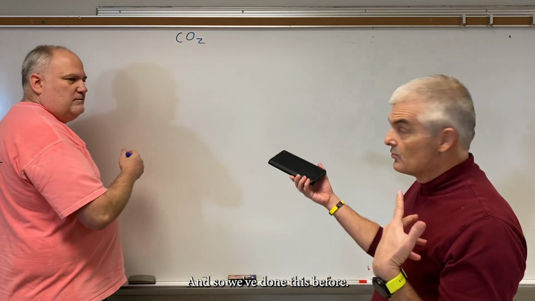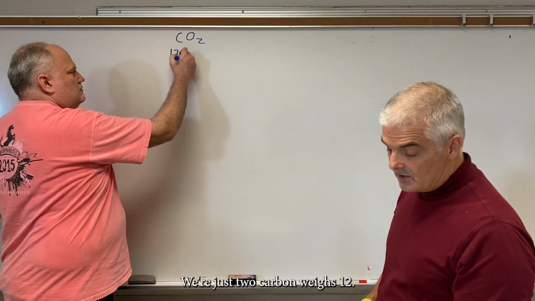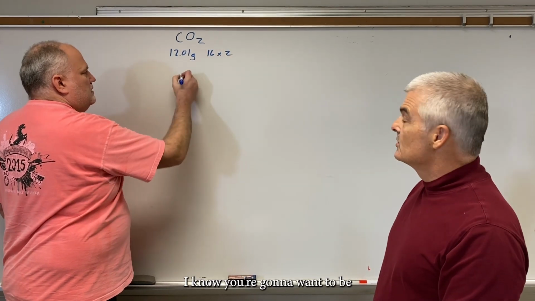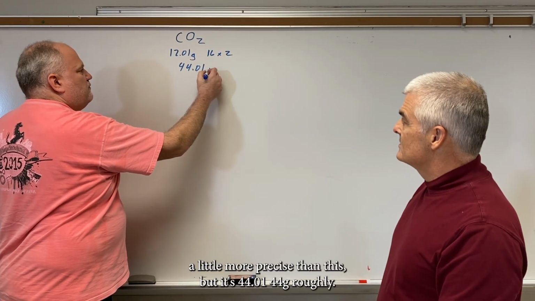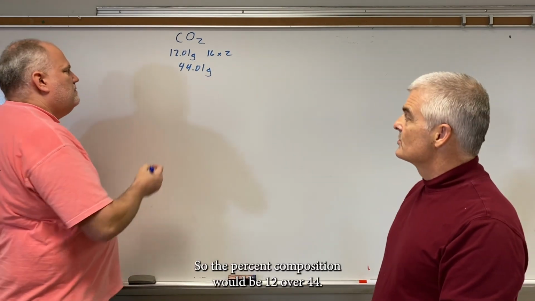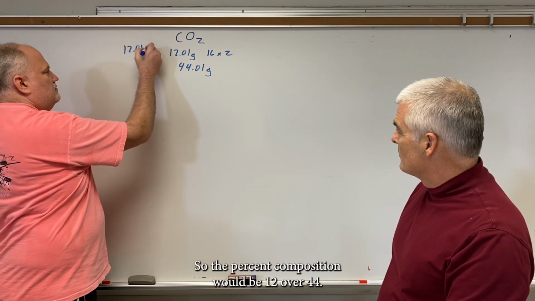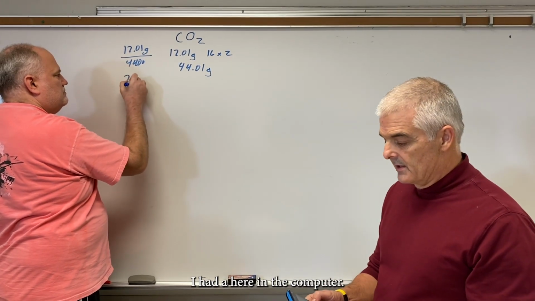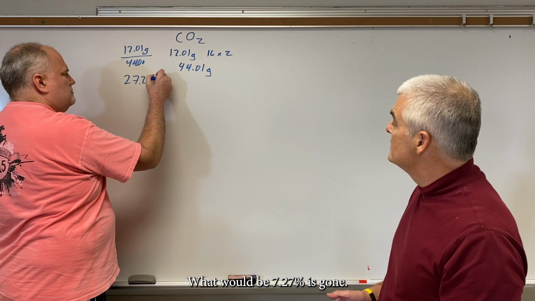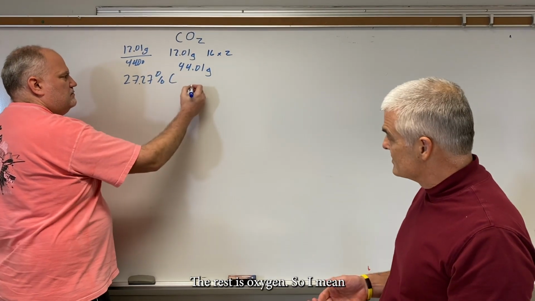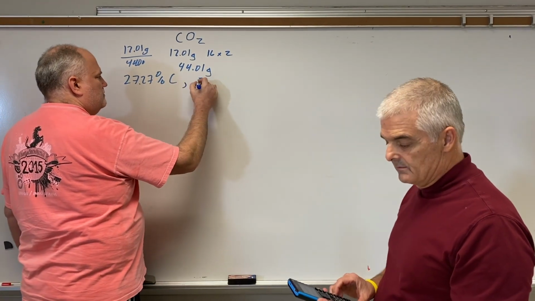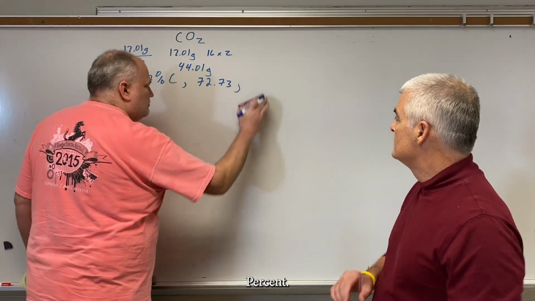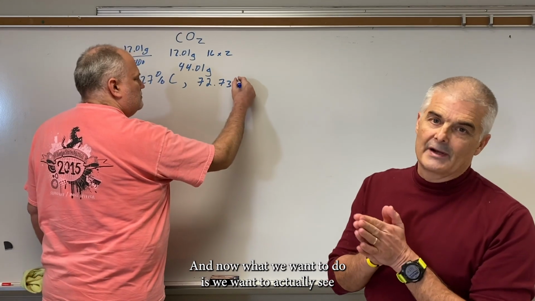So we've done this before. Percent composition of carbon dioxide: carbon weighs 12, oxygen weighs 16. I'm rounding, I know. You're going to want to be a little more precise than this, but it's 44.01 grams, 44 grams roughly, right? So the percent composition would be 12 over 44. And when we do that, I believe we get 27.27%. And then the rest is oxygen, 72.73 percent.